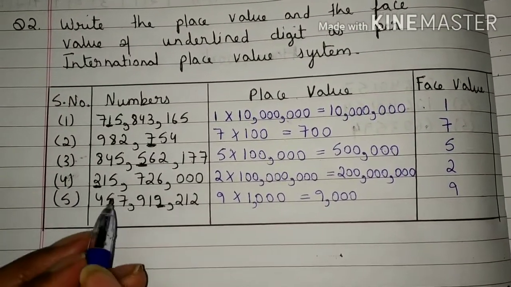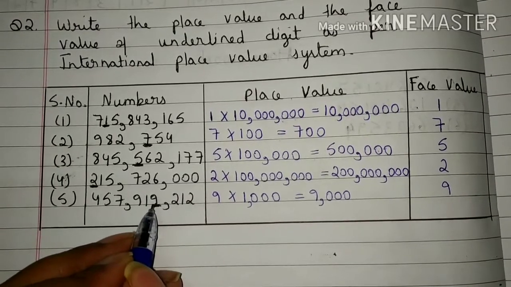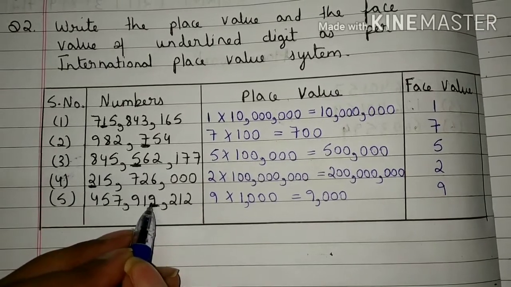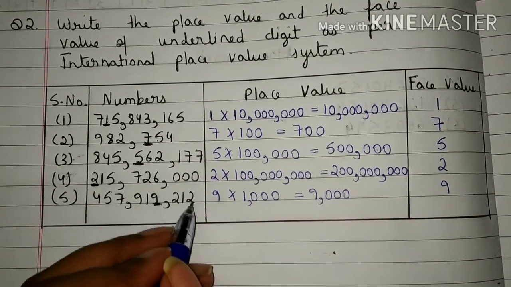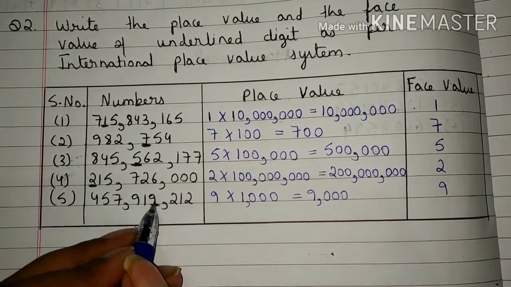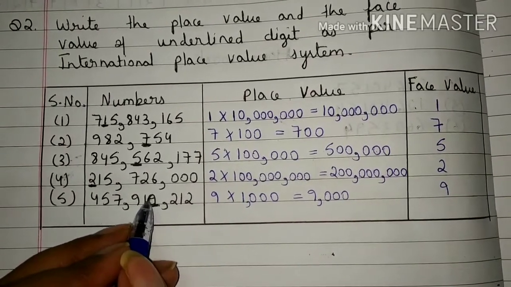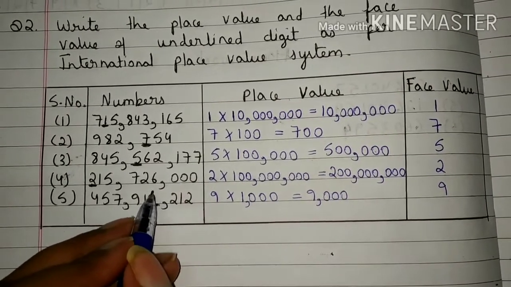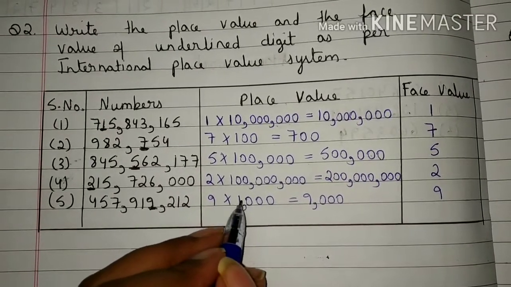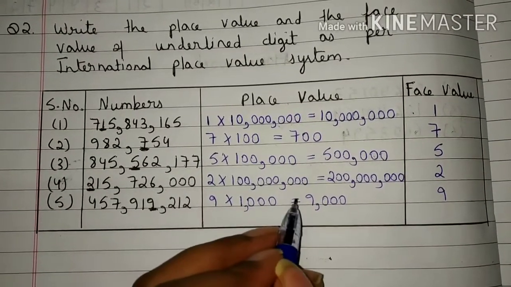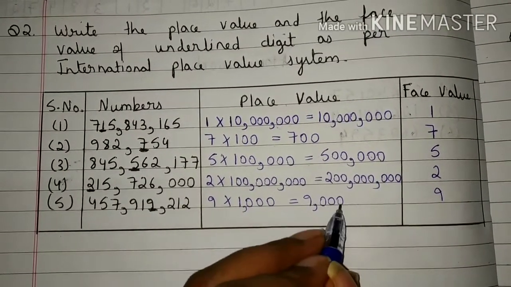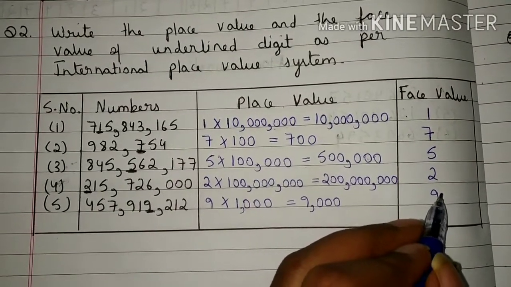Fifth question. Students, in this question, underlined digit is 9. So, you have to write the place value and the face value of this 9. Students, this is ones place, tens place, hundred place, thousands place. Students, you can see that 9 is at thousands place. So, place value of 9 is 9 into 1000 is 9000. Place value of 9 is 9000. Face value of 9 is 9.